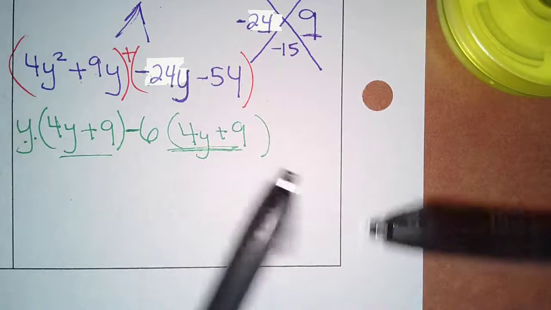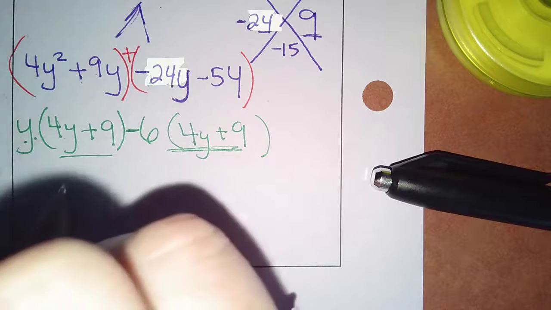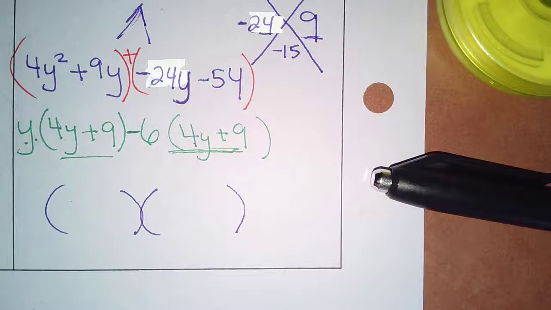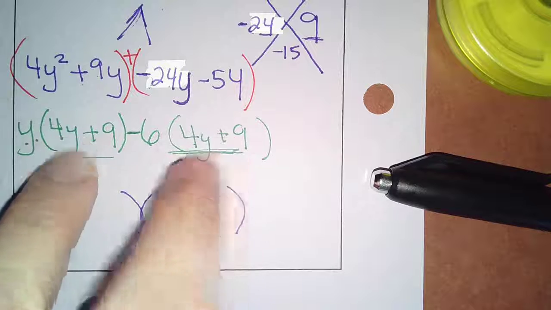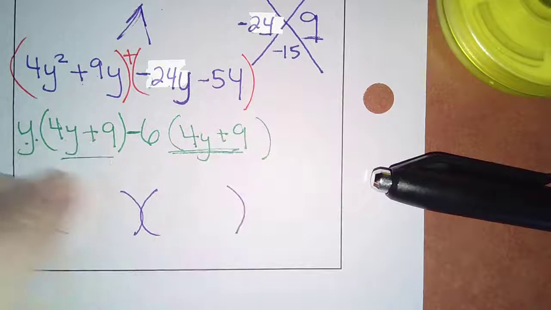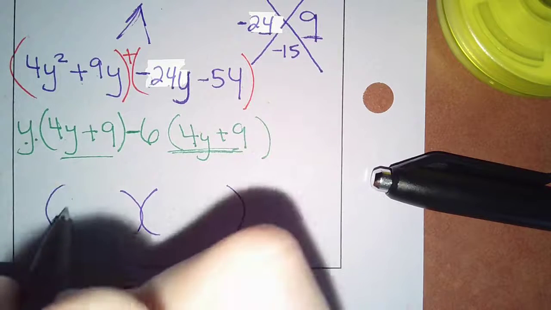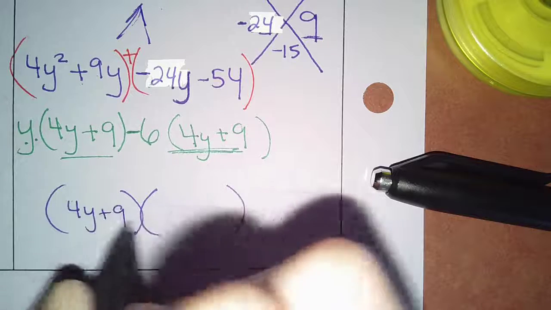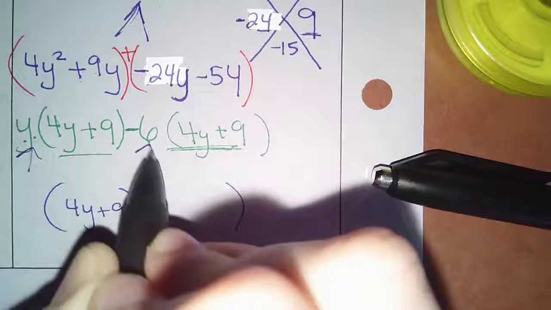My final answer, 2 binomials multiplied together. Take out your GCF of your matching pieces. I'm dividing that out. So 4y plus 9. And I'm left with y minus 6.